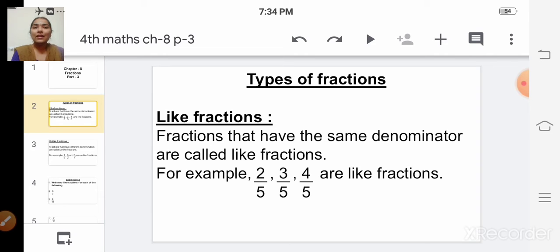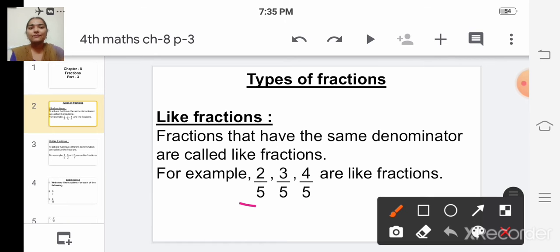First one, like fractions. Fractions that have the same denominator are called like fractions. For example, 2 by 5, 3 by 5, 4 by 5 are like fractions.